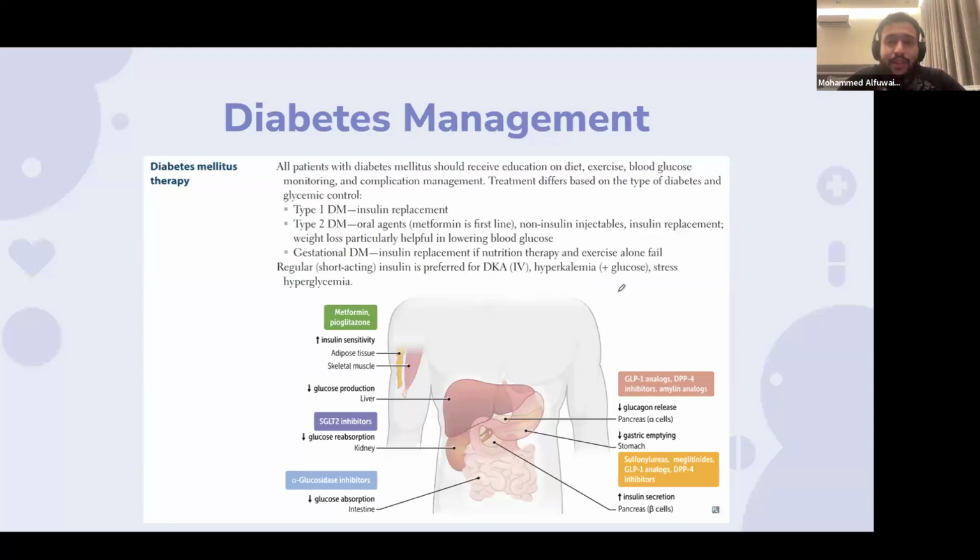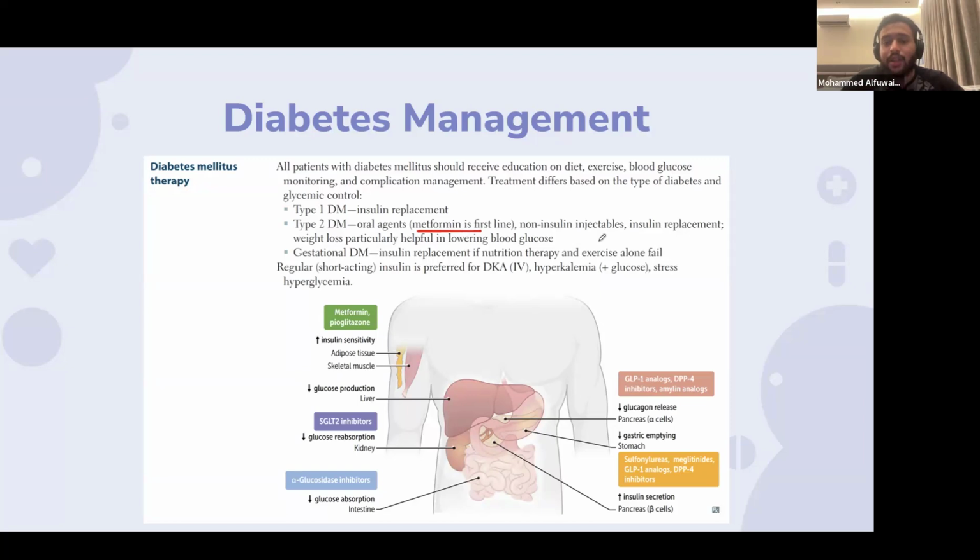Now, for type 1 diabetics, they need insulin. So all the medication that we're talking about for type 1 diabetes is insulin therapy. For type 2 diabetics, they'd have oral agents with metformin as the first line.